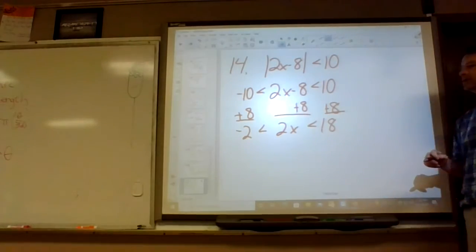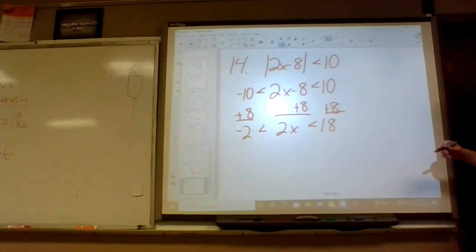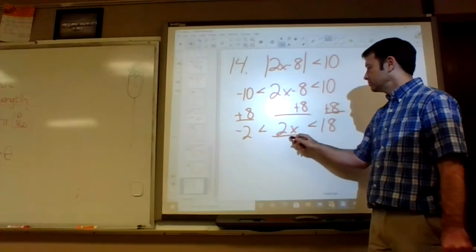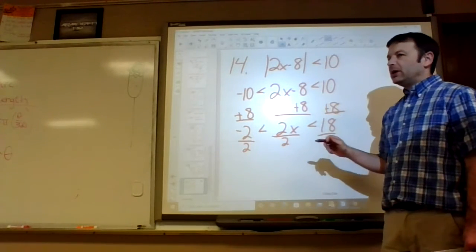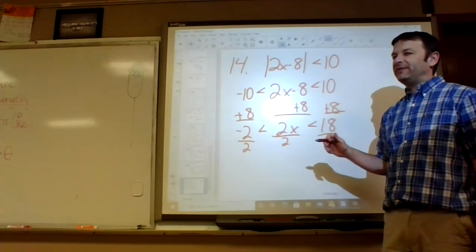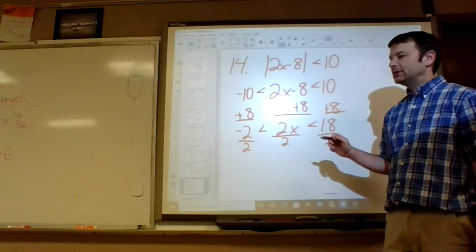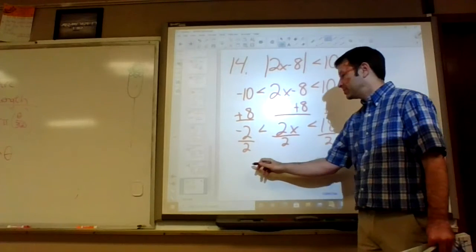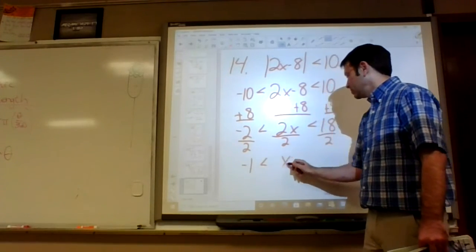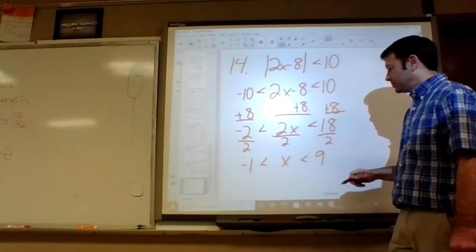Now what do I need to do? Divide by 2. Get x by itself in the middle here. What do you think would happen if I had to divide by negative 2? Both of these arrows would switch, right? The inequalities would switch. Yeah, both of them would switch. But I'm not dividing by negative 2.